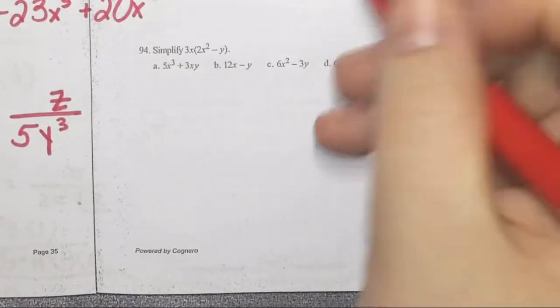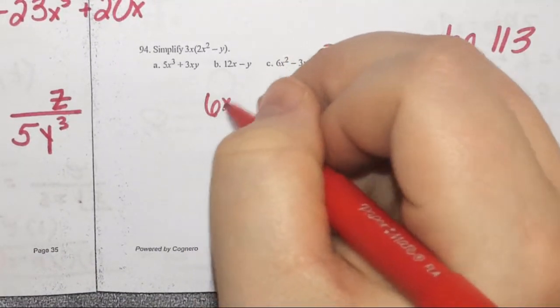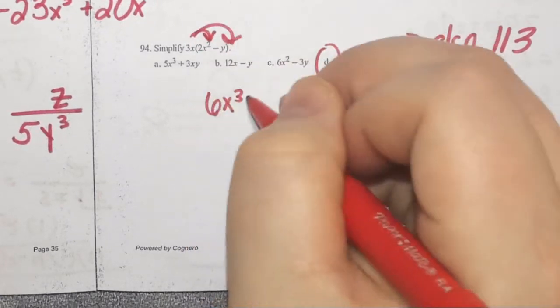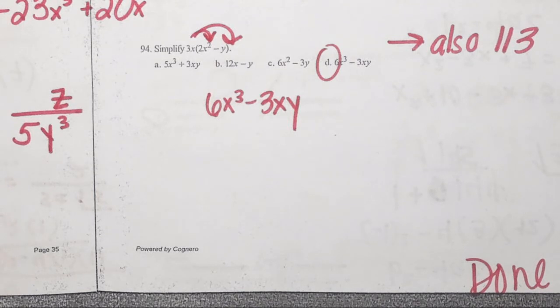94. Okay. 2 points for 1. It's 6x to the third when you distribute. Minus 3xy. Perfect, it's D, and we don't have to do any more of these anymore.